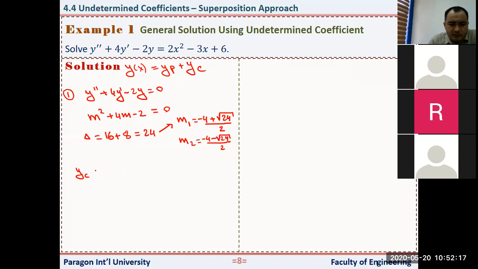That complementary solution will be, what is it? C1 e to the power (-2 + √6)x plus C2 e to the power (-2 - √6)x. Right?